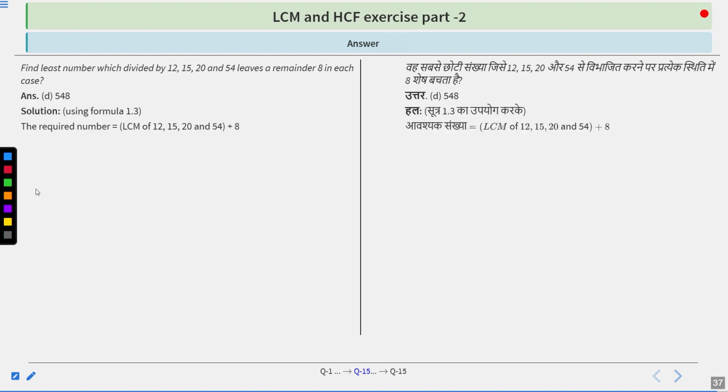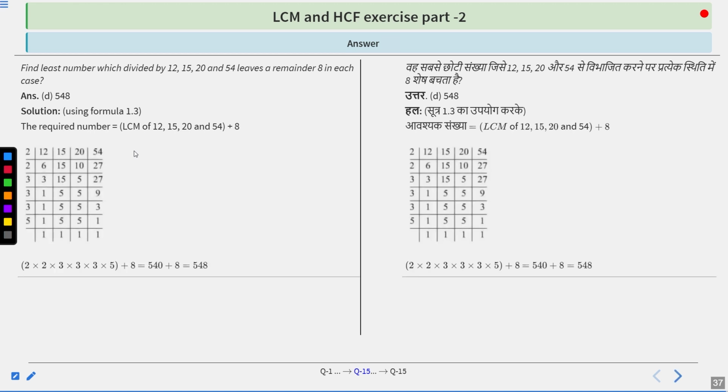Now, here the remainder was 8 in each case. So if the remainder is R, then the number is going to be LCM of 15, 12, 20 and 54 plus remainder, that is 8, because formula 1.3 says this thing. So now we have to find the LCM of 12, 15, 20 and 54. For that we have used the common division method. 12, 15, 20 and 54 were numbers.